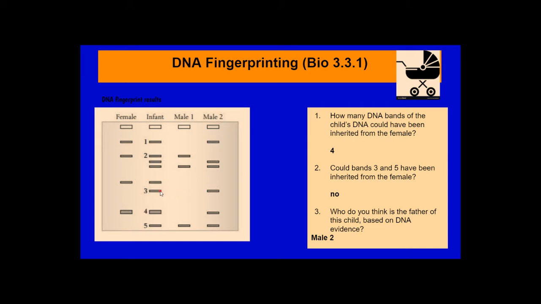Now we look at male 2. Male 2 has band 3. Then we look at band 5. This guy also has it. So that means male 2 would be the father.